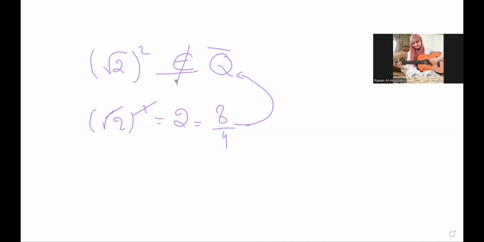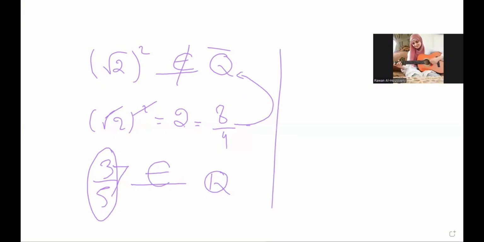Another example, if we have 3 over 5 and we have the set Q. 3 over 5, it's a fraction. It's a fraction that consists of a numerator and denominator where both are integers. So it's a rational number, then it belongs to the set Q.